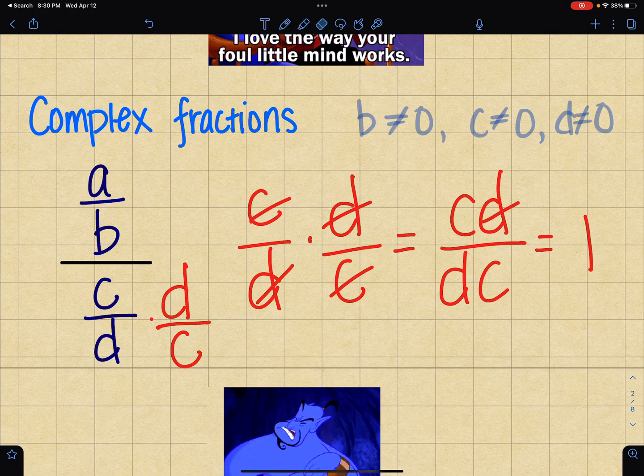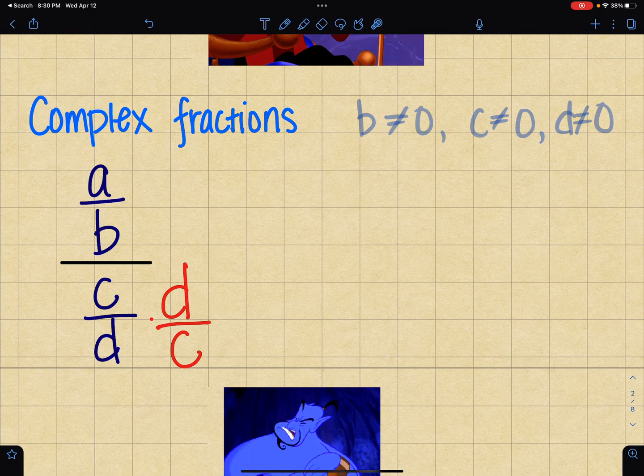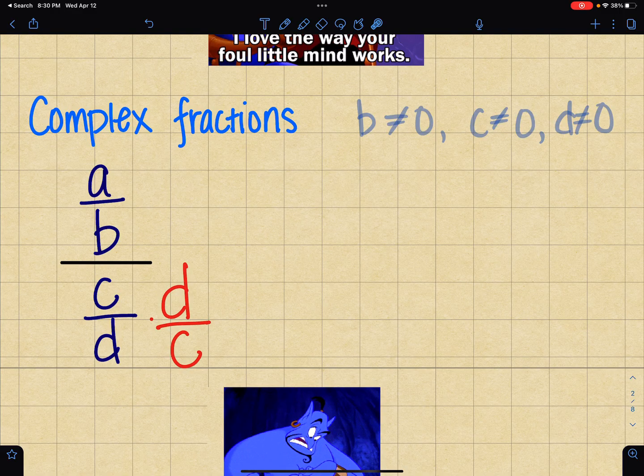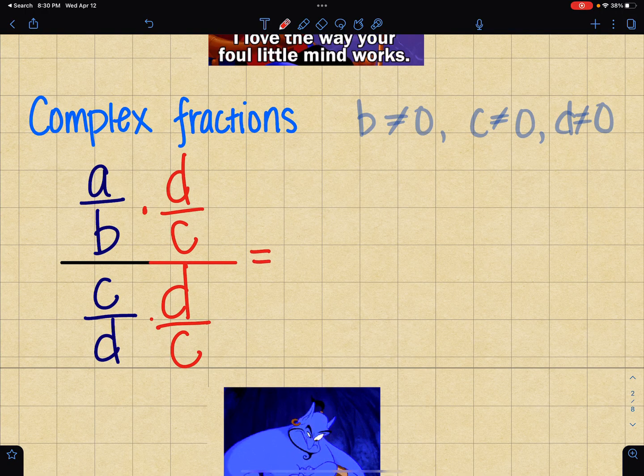Okay, so now that we know that we can do that, here we're going to multiply. Let's go back to this. We're going to multiply the denominator by its reciprocal. But of course, denominator, numerator, same quantity rule. Anything that you do to the denominator, you also have to do to the numerator. It has to be the same quantity, right? So we multiply the bottom by D over C. Let's multiply the top by D over C. If we do the math and multiply this out, what do we get?